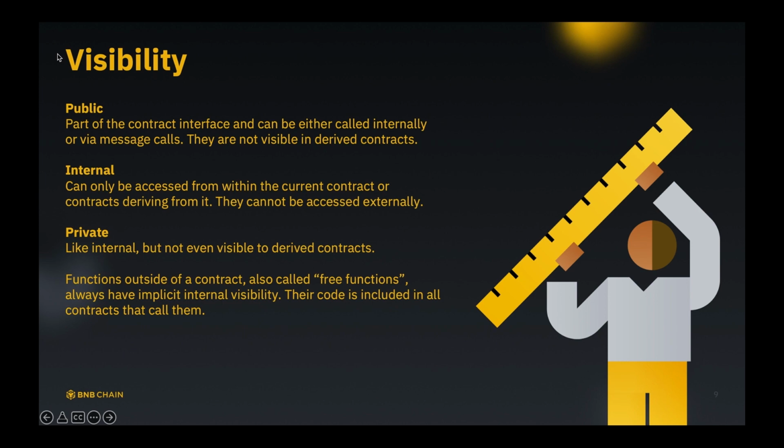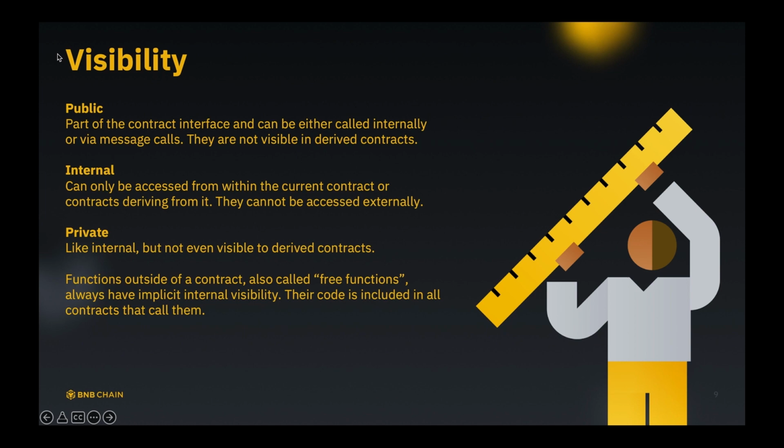For functions outside of a contract, also called free functions, they always have implicit internal visibility. So what the compiler does is, suppose some function in a contract uses a free function. Then the code of that free function is duplicated and copied into the contract that called it. So it has internal visibility when copied in.